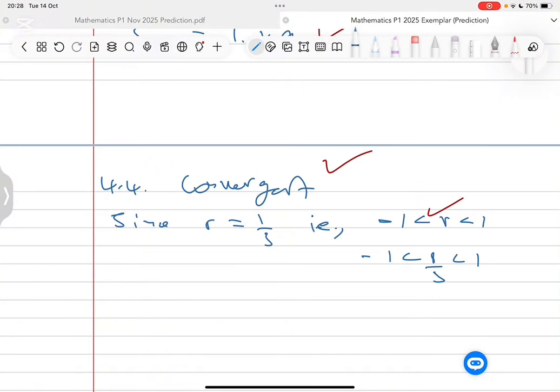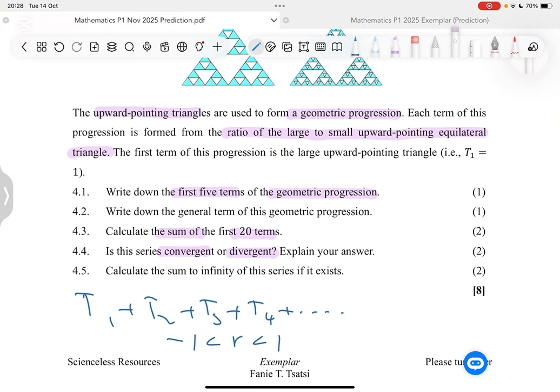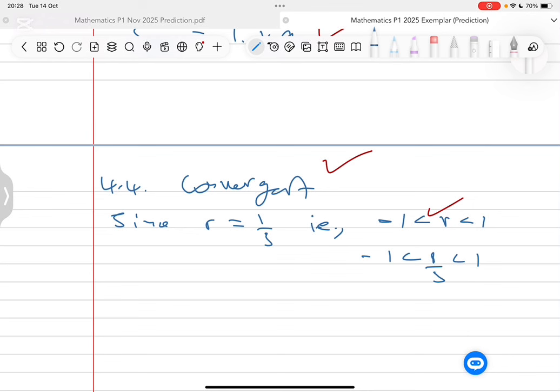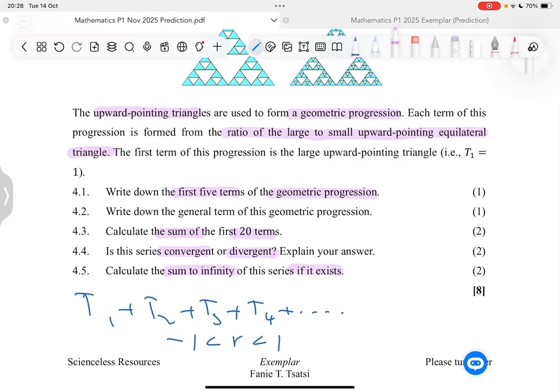Now, if we go to the last question, it says to calculate the sum to infinity of this series, if it exists. Now, I can tell you already that the sum to infinity exists for this series, because the sum to infinity exists when R is between -1 and 1. And we know that our R here is 1 over 3. So the sum exists. In other words, this series converges. And what we're calculating with the sum to infinity is the number that the series converges to, the number that it is getting closer to as we add our terms. That's what it means here.